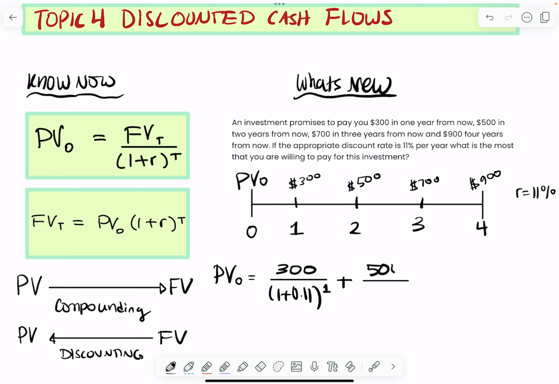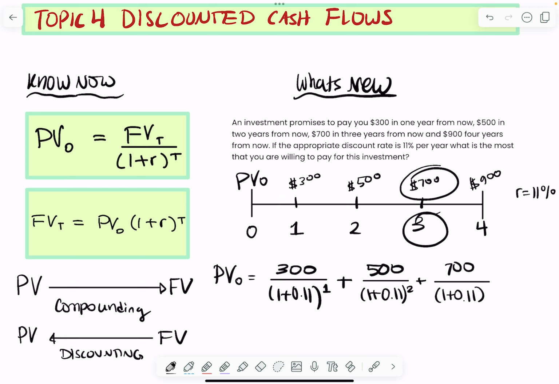You're going to add how much the $500 is worth today. So it's going to be 1 plus 0.11, and then that is 2 years from now. Notice a pattern. You want to know how much the $700 is worth today. So you're going to do 1 plus 0.11, the rate, 3 years from now. And then finally, 900, you want to know how much that's worth today, so 1 plus 0.11, 4 years from now.